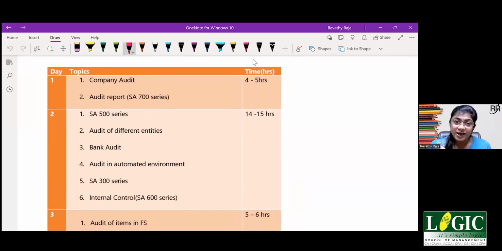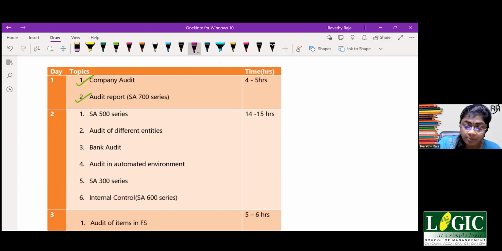On the first day, I mean the day after your advanced accounts exam, you are more fresh-minded or more relaxed. So you can take the topics which are a little bit more interesting or which give you more confidence to face the next day. Most of the students are okay with the company audit chapter, mainly because this chapter is already there in the law subject. And also the audit report.